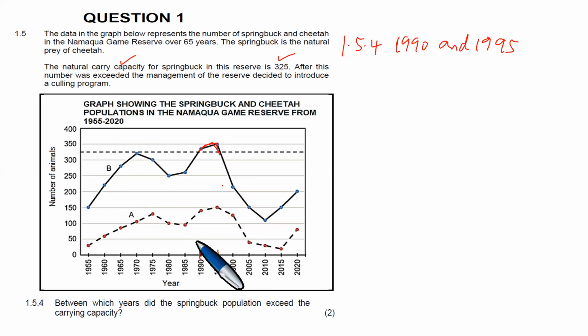So we really are saying, therefore, between which years did the springbok population exceed the carry capacity? So it exceeded 325 because the carry capacity is 325, and that was between 1990 and what? In 1995. Okay. Next question.